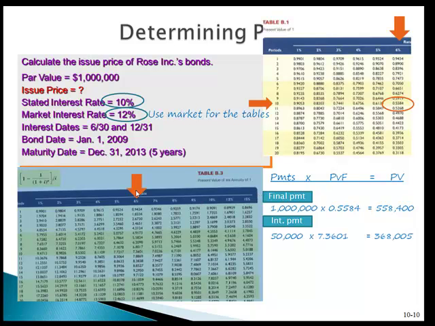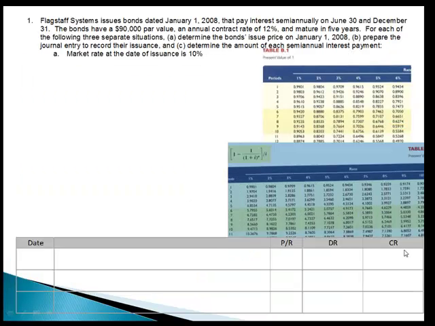But now let's use the tables. 6%, remember, half the market rate, 10 payments. If you go down at 6, across at 10, that's 7.3601. So 50,000 times 7.3601 gives you the present value of those interest payments, $368,005. When you add them together, our issue price is $926,405, which makes sense. We're issuing a $1 million bond, but we're only paying 10% when the market is paying 12%. We have to discount this bond.